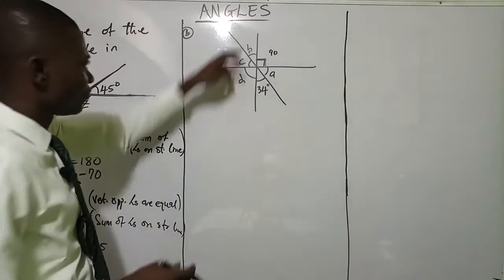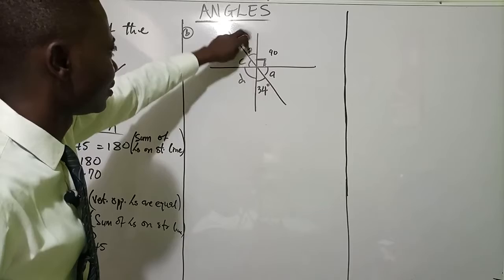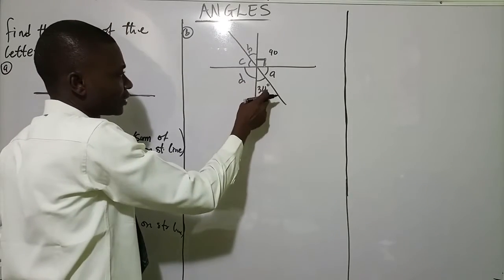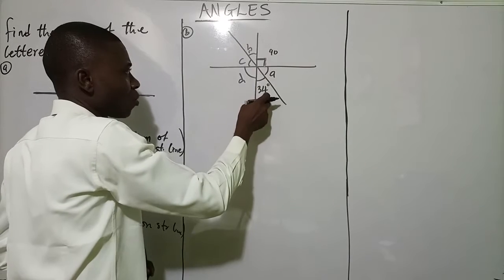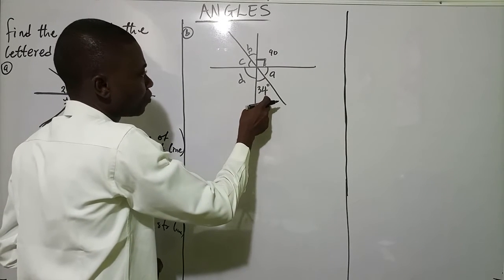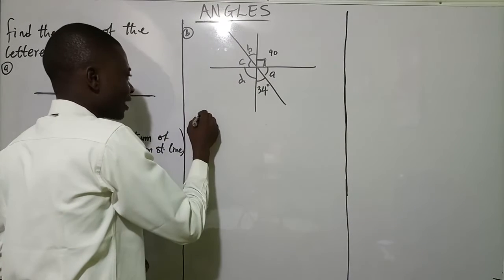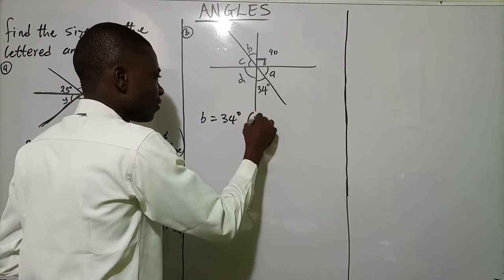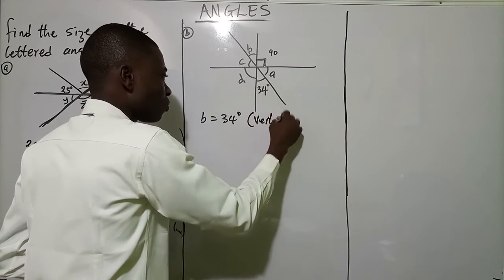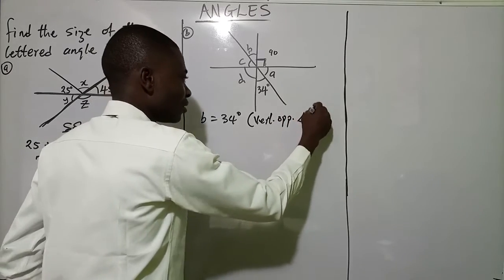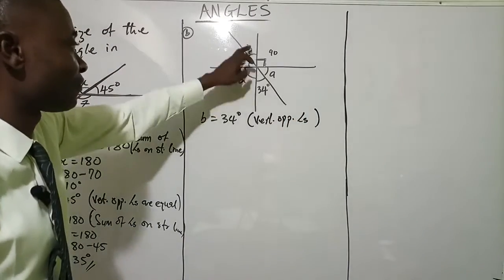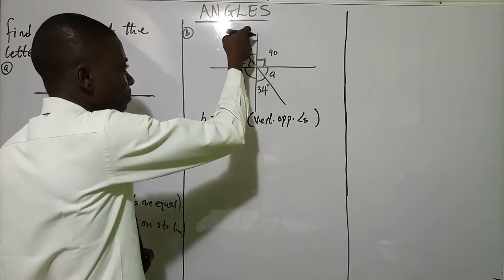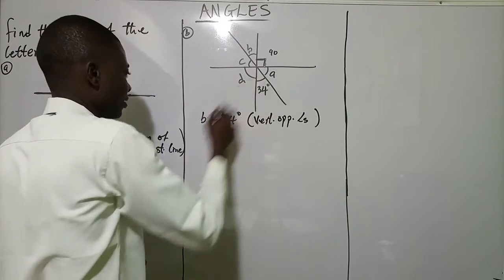Another thing again, it will be very easy for me to get B first. I can easily get B here. How? Because if you look at B and 34, they are vertically opposite. Yes. So I can start from B. I can say that B is equal to 34 degrees. Reason: vertically opposite angles. And vertically opposite angles are equal.